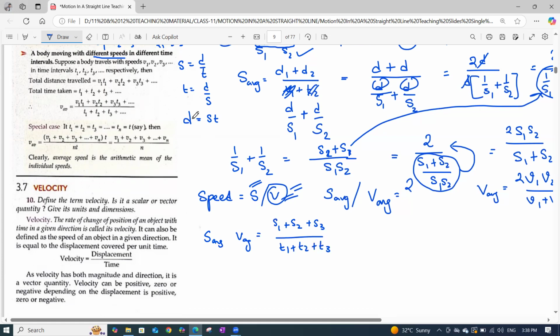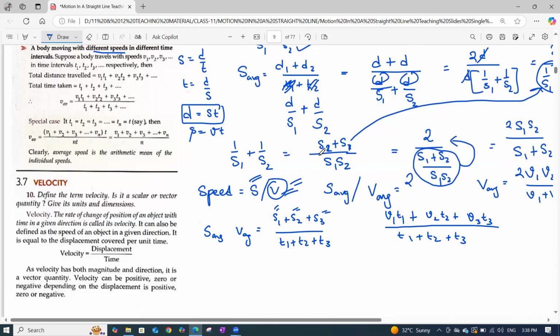Now what is distance? Distance is equal to speed into time. So distance S is equal to speed v into time. Okay, now instead of S1 you can substitute V1 T1 plus, instead of S2 you can substitute V2 T2 plus, instead of S3 you can substitute V3 T3, upon total time T1 plus T2 plus T3. So these are the different formulas you need to remember.